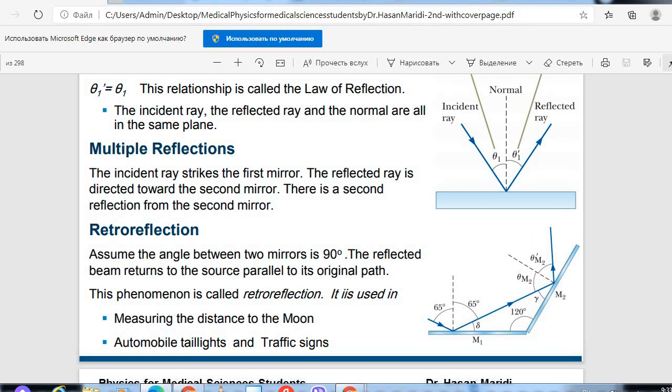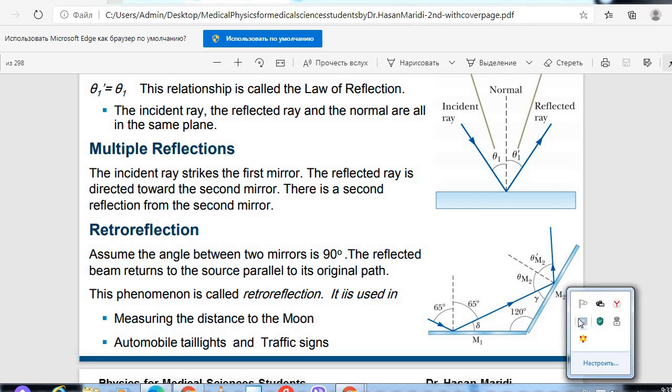So the two-way distance is divided by the time, and we receive the velocity or the distance to the moon. Automobile taillights, so we can use this in everyday life, because the mirrors are standing in a position such that the reflected beam returns to the source parallel to its original path. Traffic signals, we widely use them.